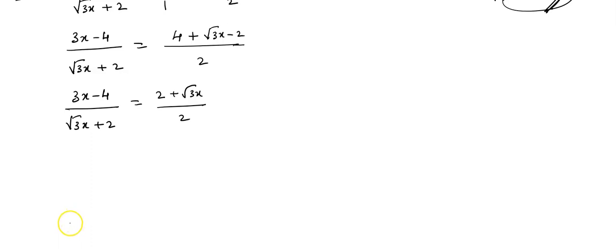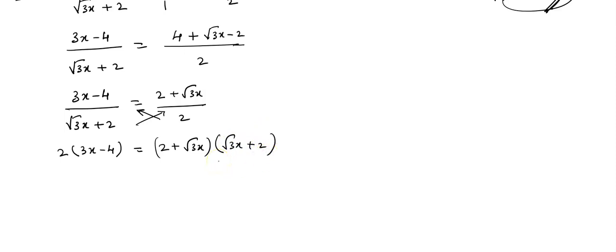Very simple. Just cross multiply. I am multiplying this term 2 with this term and this term with this term. So what happens? 2 into 3x minus 4 is equal to 2 plus root 3x into root 3x plus 2, or 2 plus root 3x. You write 2 here or root 3x here, same, right? So 2 plus root of 3x. Now multiply. 2 3s are 6x, plus into minus minus, 2 4s are 8.